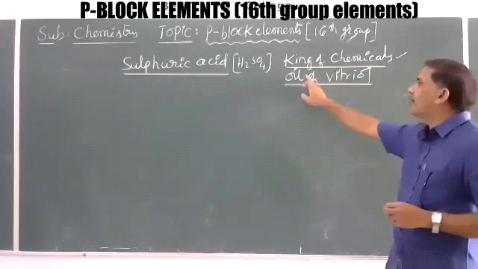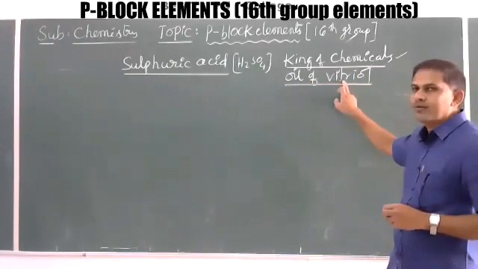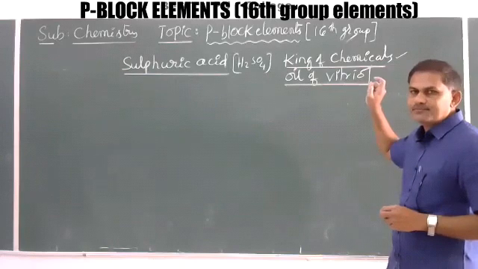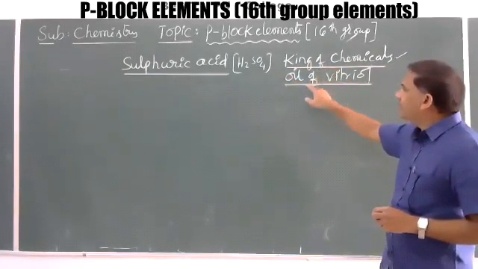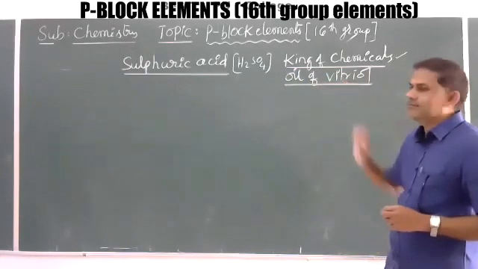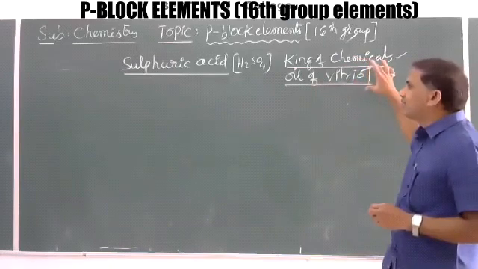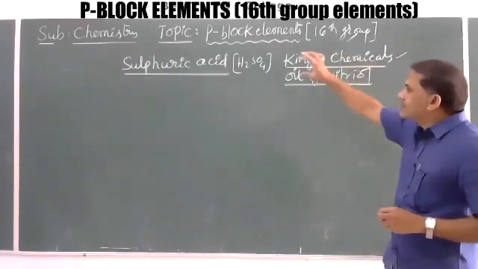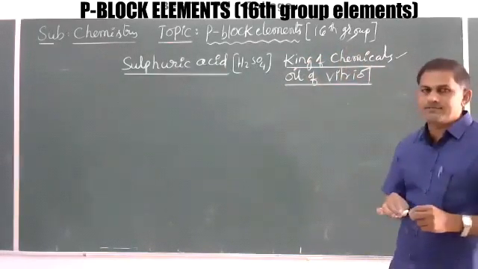It is also called oil of vitriol. Why is it called oil of vitriol? It is prepared by using minerals of some metallic sulfates. So sulfuric acid is called the king of chemicals due to its wide applications, and oil of vitriol because it is prepared by using some mineral sulfates.